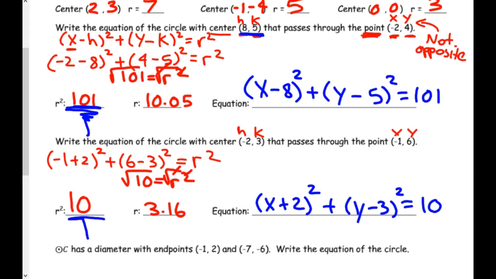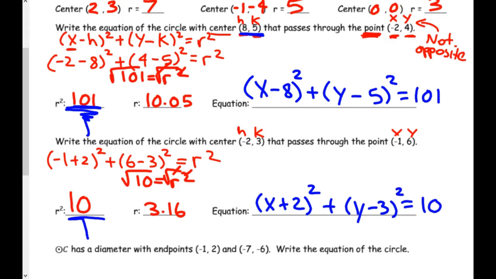So again, the one we just did was like the one right before it, following the same rules, okay? One last one for the notes. This time we're given 2 points, and we have the diameter and we're trying to find the radius. So we're going to have to use our midpoint formula to figure that out.